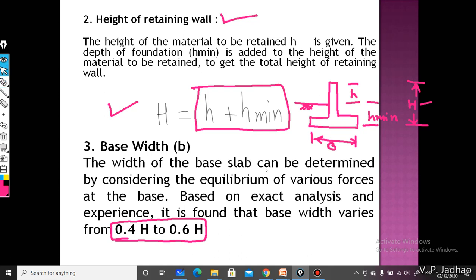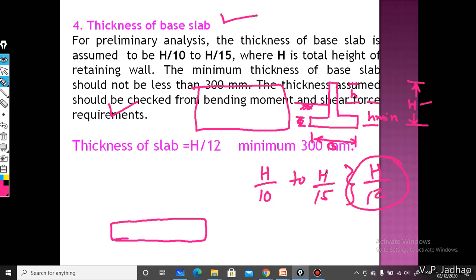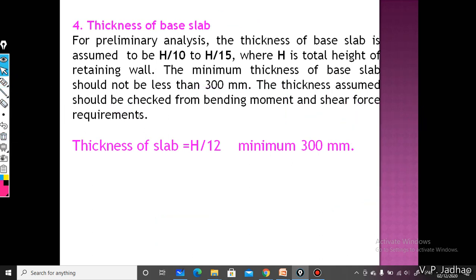Then we have the thickness of the base slab. This thickness is taken as H by 10 to H by 15. We will take an arbitrary value of H by 12, in between H by 10 and H by 15. Then the minimum thickness of your base slab should be minimum 300 mm, which is the limit for retaining walls.